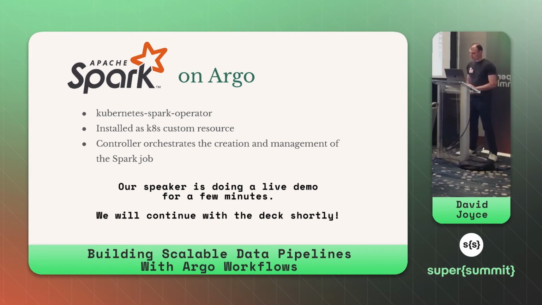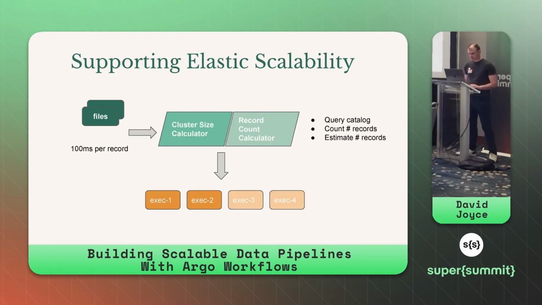So to do that, we have generated this preprocessor code. As you saw in the values file, I showed you this process record milliseconds value. This value specifies how long it would take to execute an individual record on an individual core. Our cluster size calculator will take that value and the file path which we are using as the input to the Spark job.